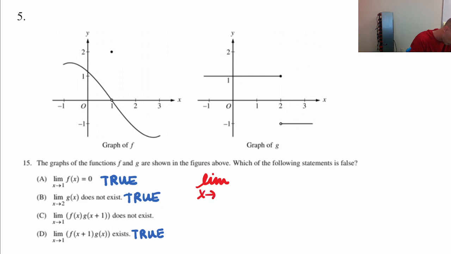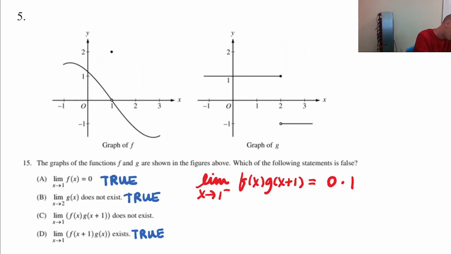So we're going to think about the limit as x approaches 1 from the negative side of the product of f of x and g of x plus 1. Okay. Well, let's trace along f as x approaches 1 from the negative side. Okay. It's approaching 0. Multiplied by what's happening with g of x plus 1. Okay, so we're kind of approaching g of 2, but 2 from the negative side. So we're approaching 1. So 0 times 1 right there.